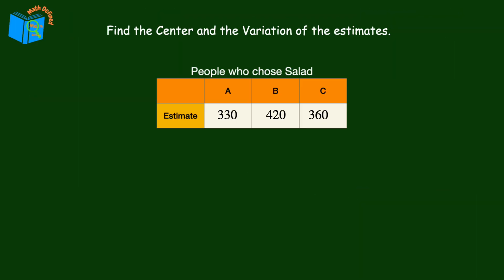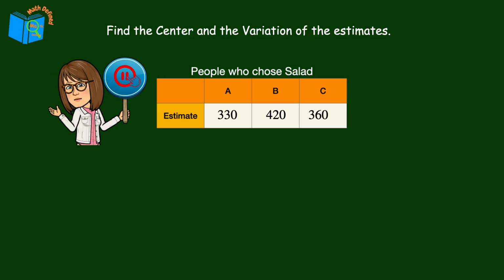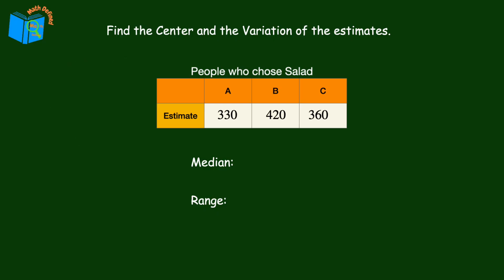Now that you have your estimates, let's describe the center and the variation of the estimates. Go ahead and pause the video, find both the center, or the median, and the range. Come back when you're ready to check your work. All right, let's find the median of the 3 estimates. To find the median, you first list the estimates in order from least to greatest. Now find the middle value. The median is 360 people.